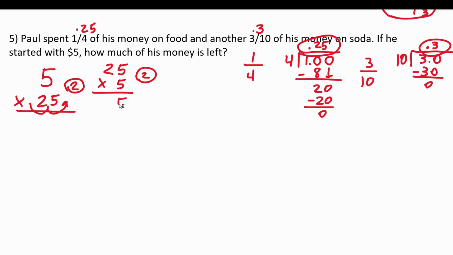5 times 5 is 25, so bring down a 5 and carry a 2. 2 times 5 is 10, plus 2 is 12. Bring in our 2 decimals, 1, 2. So we can see that a quarter of $5 is $1.25, which means that we have to subtract that from $5.